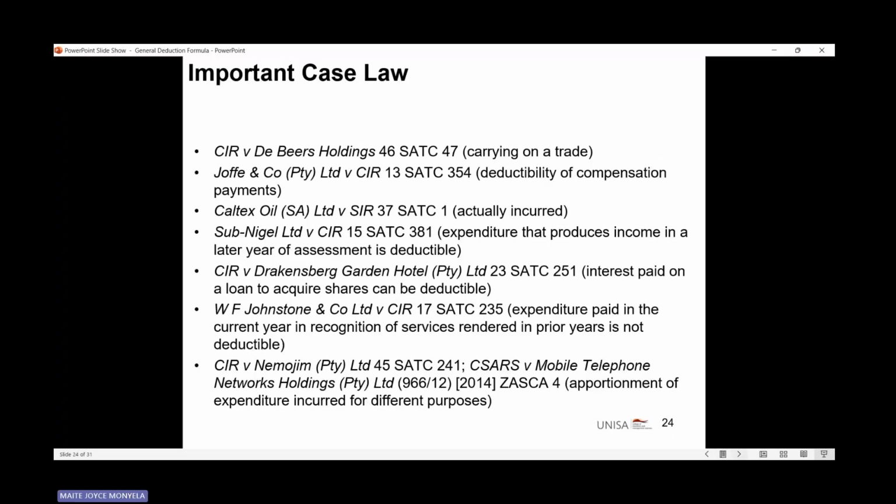So there are important cases that you need to apply when answering on the general deduction formula. You need to go through them and apply them in a question to determine whether an expense qualifies as a deduction or not. So we have CIR versus DPL Holding. We'll talk about carrying on a trade. You need to apply this case when you answer a question on carrying on a trade.